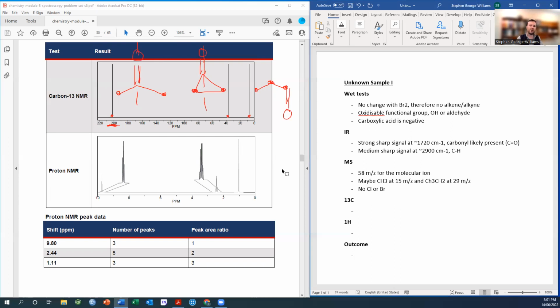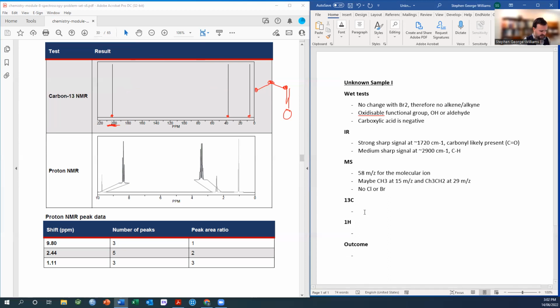And indeed, if I go and look at the molecular weight of that aldehyde, I'll find it's about 58. So even before I've left the carbon NMR, I have a very likely guess that I am dealing with propanal. Let's put all this data in before we go and confirm that with the proton NMR.